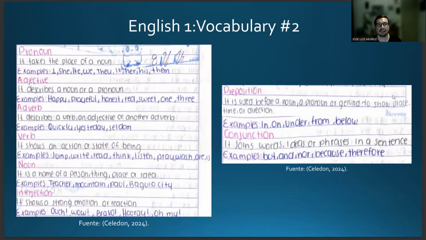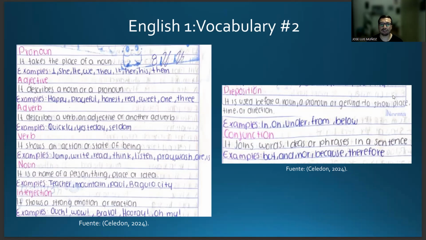Here we have this information, but this is more like the parts of speech that you could use this vocabulary for. For example, a pronoun takes the place of a noun. Examples: I, she, he, we, they, it, her, his, them. Adjective describes a noun or a pronoun. Examples: happy, playful, honest, great, sweet, wonderful. Adverb describes a verb, an adjective, or another adverb. Examples: quickly, yesterday, seldom. Verb shows an action or a state of being. Examples: jump, write, read, think, listen, pray, watch, are, is.